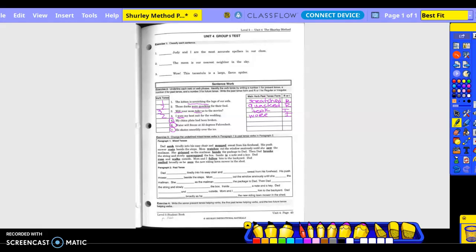Okay, they want us to change the underlined base tense verbs in paragraph 1 to past tense verbs in paragraph 2. So, let's see. Dad sank tiredly into an easy chair. Dad sunk. You guys think it still sank? Yeah. Okay. Tiredly into his easy chair and mopped. It's still mopped, guys. Sweat from his forehead. So they might already have it in past tense, okay? But maybe not all of them.